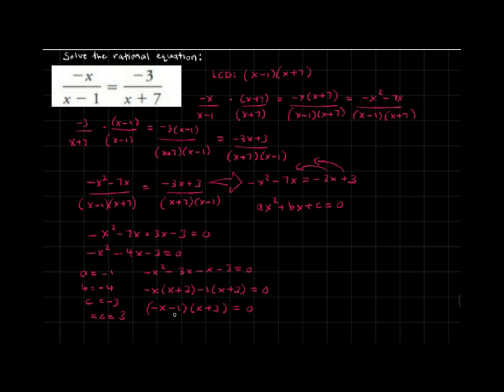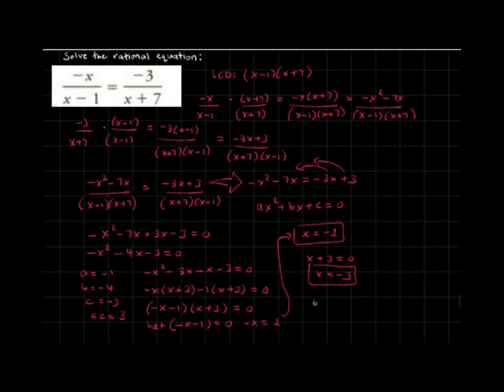And then you can solve for the value of x that will make each factor 0. So you can just do this really quickly by letting each factor equal 0. Right, so negative x is equal to 1, then x can be equal to negative 1. So this is one of our solutions. The other solution here is x plus 3 is equal to 0, x is equal to negative 3. That's the second solution, right? So both of these solutions will solve this rational equation.